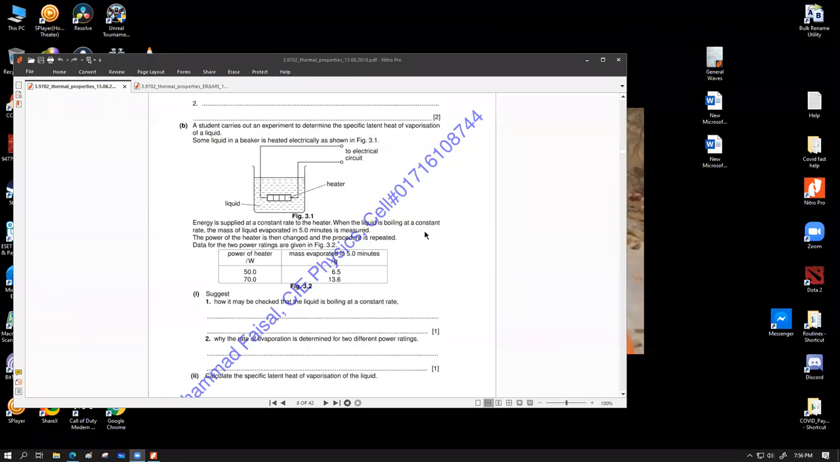When the liquid is boiling at a constant rate, the mass of the liquid evaporated in 5 minutes is measured. The power of the heater is then changed, and then the procedure is repeated. Data for the two power ratings are given in figure 3.2. Which means for this experiment to work out, our apparatus setup was supposed to be maintained at 100 degrees Celsius. So it lost heat to the surrounding, for the experiment at two different powers.